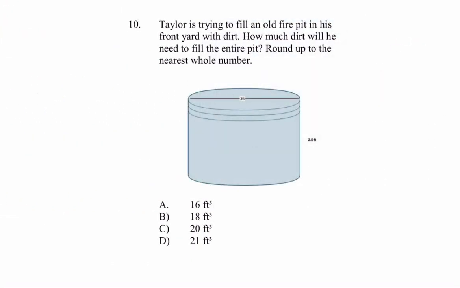And number 10. Taylor is trying to fill an earth fire pit in his front yard with dirt. How much dirt will he need to fill the entire pit, rounded up to the nearest whole number? Look at the units of the answer. This is cubic feet, so this is a cube unit. That means they ask you to find the volume. So this is geometry. What is this shape? It's a cylinder, right? So the formula to find the volume is V equals pi r squared h.